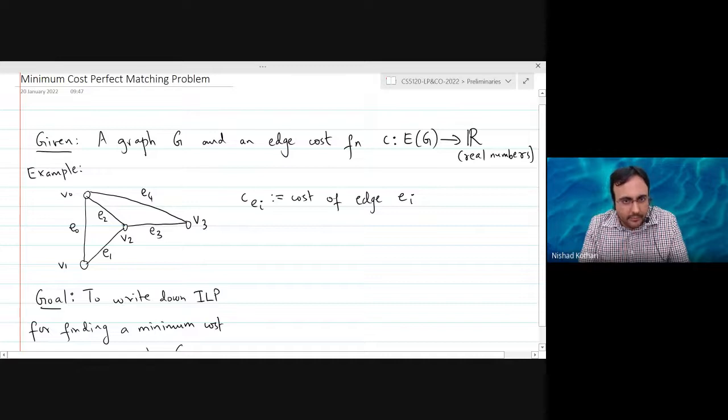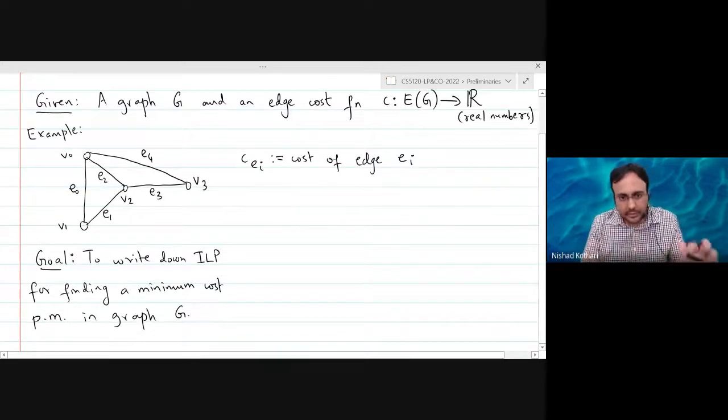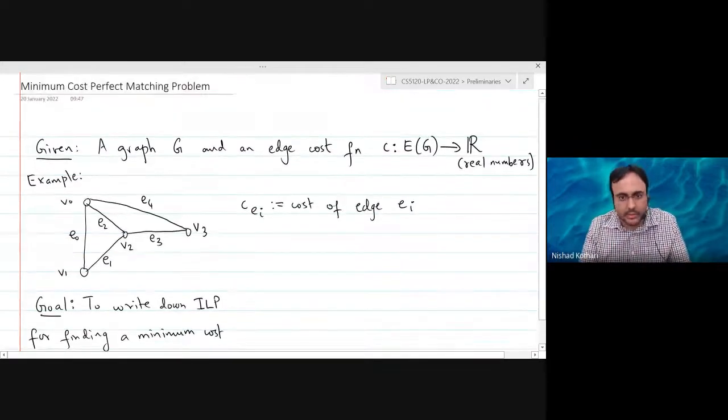Okay, if not, let's recap the minimum cost perfect matching problem. We want to continue talking about this today, and we'll just get started with what the problem is once again. So we have a graph and we have a cost function which gives a cost to every edge of the graph, which is a real number, right? So these are constants, these are not variables. We'll refer to the cost of edge ei as c_ei.